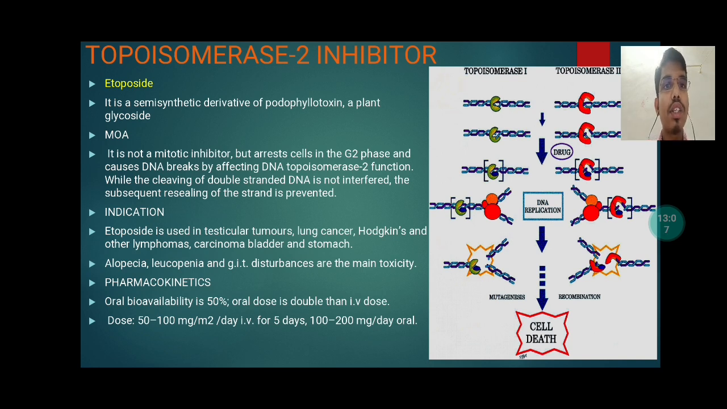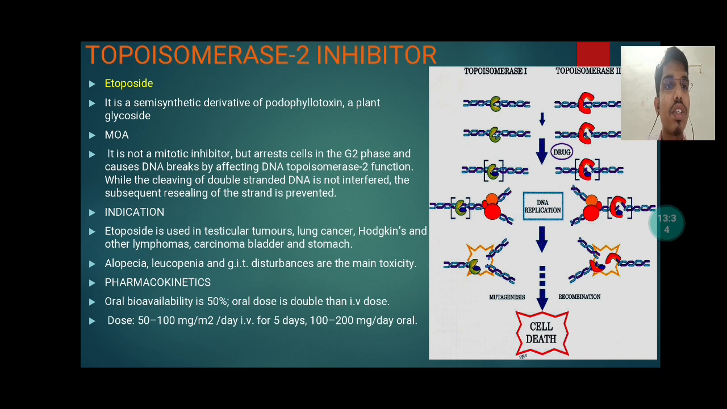Okay, this drug is in the category of topoisomerase 2 inhibitor. The drug is etoposide, a semisynthetic derivative of podophyllotoxin, a plant glycoside. Mechanism of action: it is not a mitotic inhibitor, but it arrests the cells in the G2 phase. After the S phase, there is a G2 phase, so DNA replication does not occur and the cells are arrested in the G2 phase. In the S phase, DNA replication occurs.